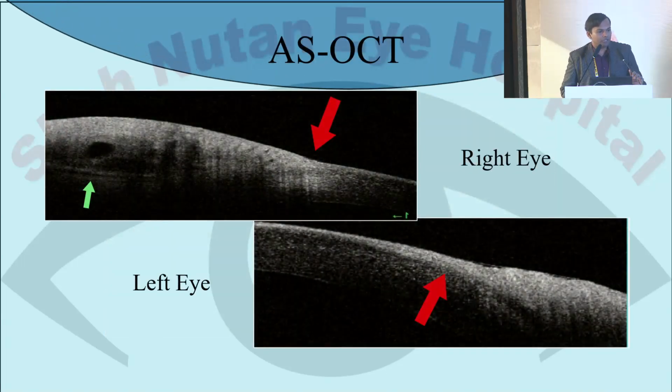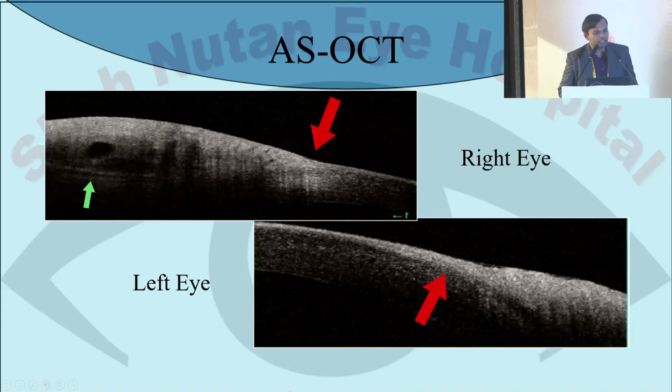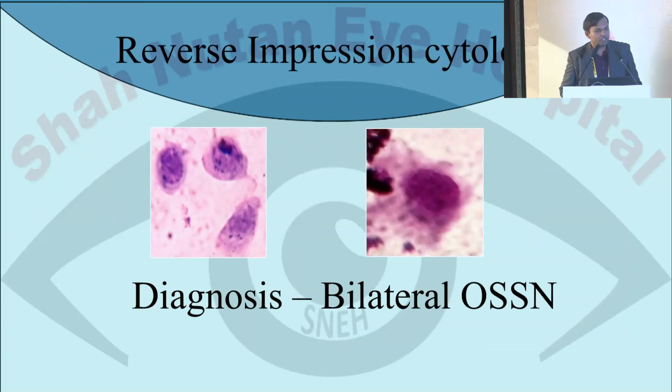Now the lesion was evaluated first using ASOCT, which showed abrupt transition with hyperreflective epithelium. A characteristic scleral cleft was present as shown by the green arrow, which suggested a carcinoma in situ with sparing of the sclera. These findings were seen bilaterally, suggestive of a neoplastic etiology. A reverse impression cytology was done at our center, which showed increased nuclear to cytoplasmic ratio with atypia and nucleoli, suggestive of a bilateral OSSN carcinoma in situ.